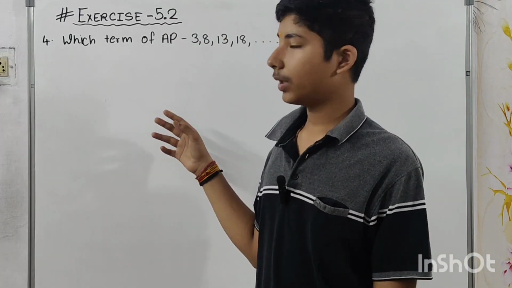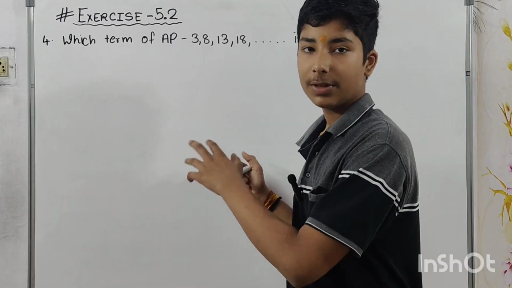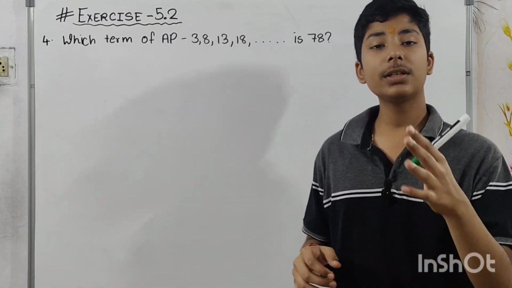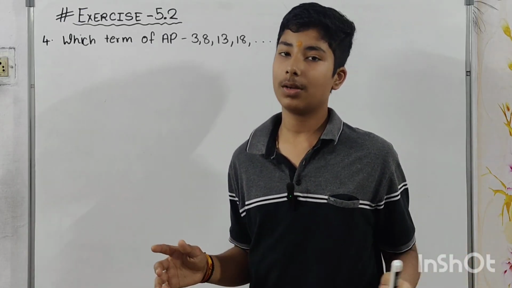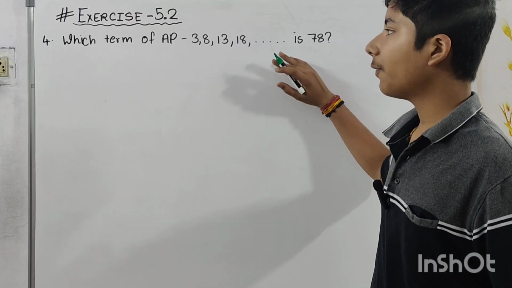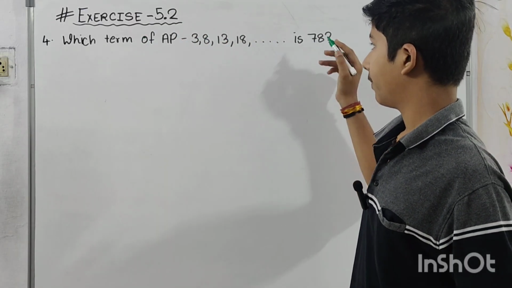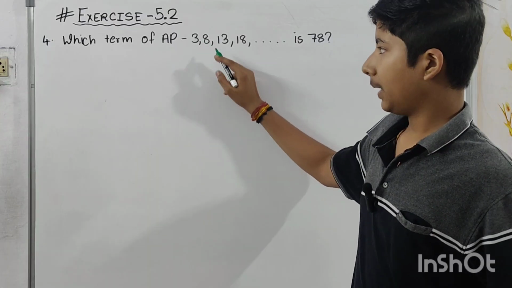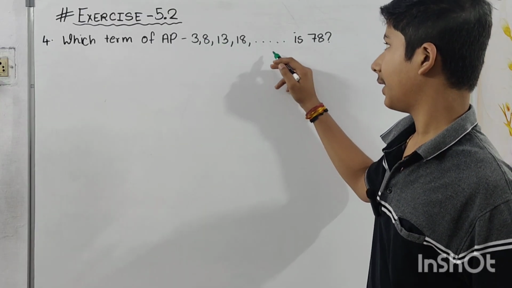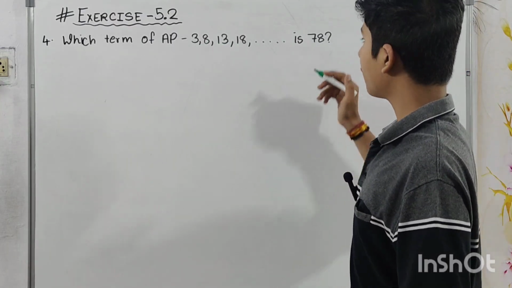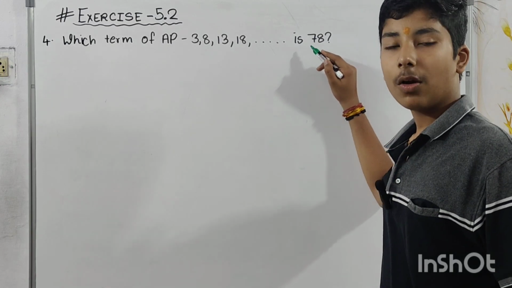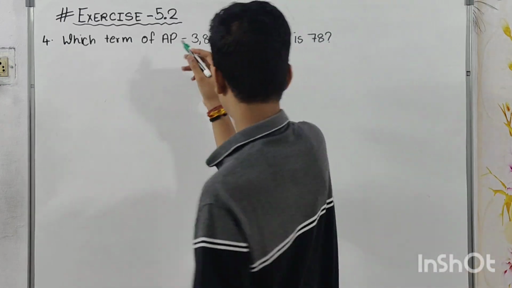Here in our first question, I'm starting with the fourth question because the first, second and third questions are just MCQ. So let's start with the fourth question. It is asking which term of this AP 3, 8, 13, 18 is 78. That means we have to tell which number of term is 78 in this AP.